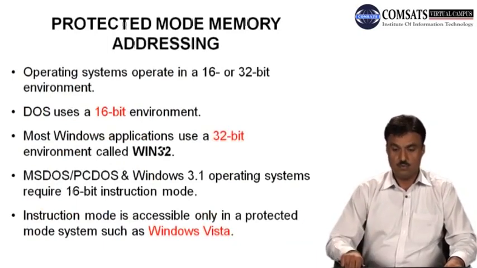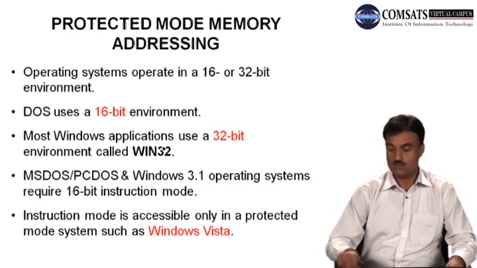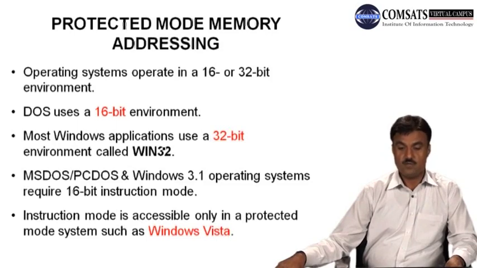In protected mode memory addressing, there are some operating systems that operate in 16-bit or 32-bit environments. DOS uses a 16-bit environment, while most Windows applications use a 32-bit environment called Win32. MS-DOS, PC-DOS, and Windows 3.1 require only 16-bit instruction mode. We will discuss what instruction mode is. Instruction mode is accessible only in protected mode, such as Windows Vista and so on. So for those operating systems which use 32-bit, we need protected memory addressing.